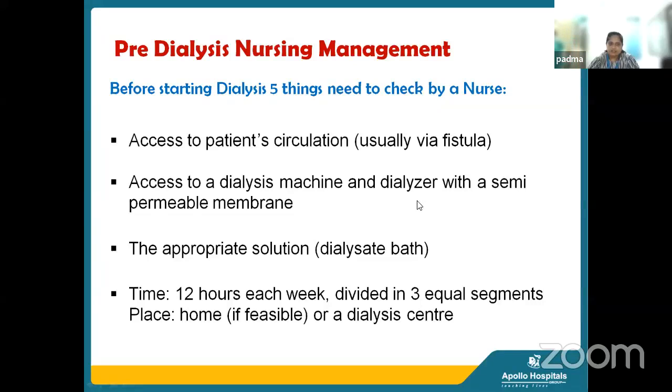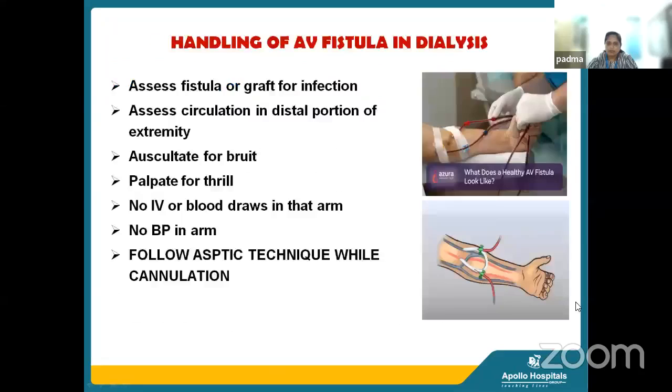Access to the dialysis machine and the dialyzer with a semi-permeable membrane and the appropriate solution is nothing but dialysis. The time schedule will be in 3 sessions, like 12 hours in a week. We will divide it into 3 visits, like thrice in a week. So, handling of AV fistulas.